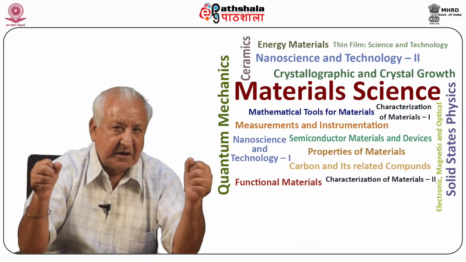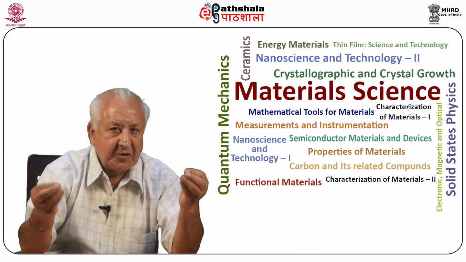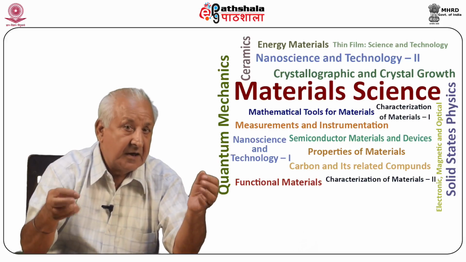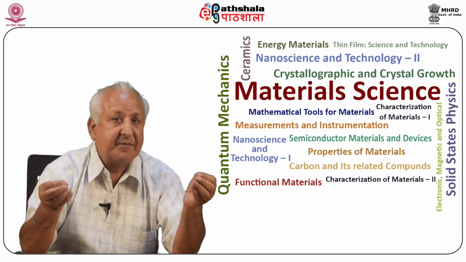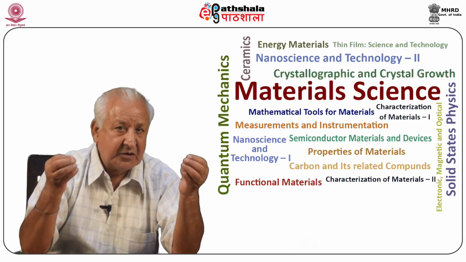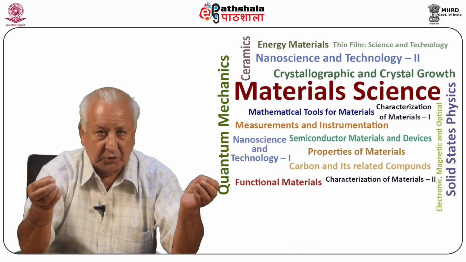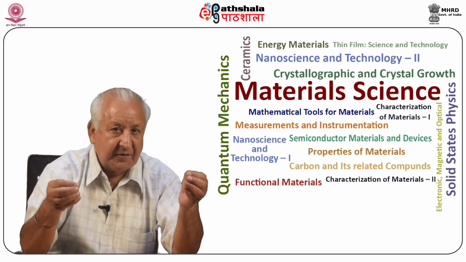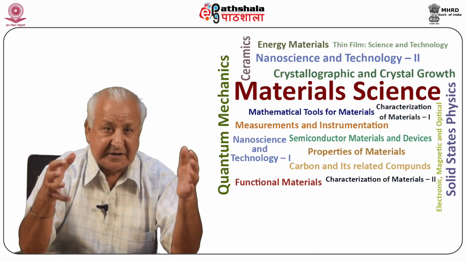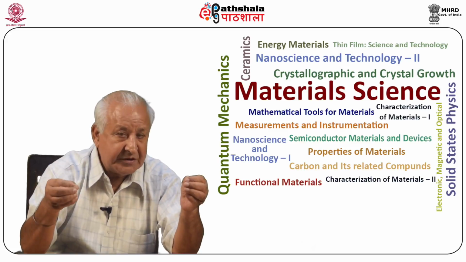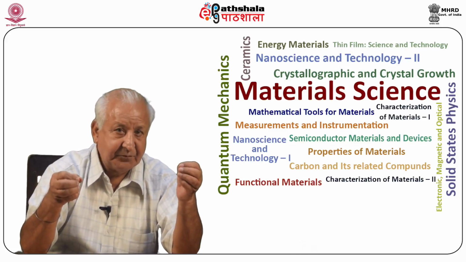Melt growth is essentially a process of controlled solidification. Solidification involves a change of state which can be described in terms of two processes, that is, nucleation and growth. Nucleation can be achieved from the melt itself or by introducing a seed crystal. In other words, nucleation can be homogeneous or heterogeneous.